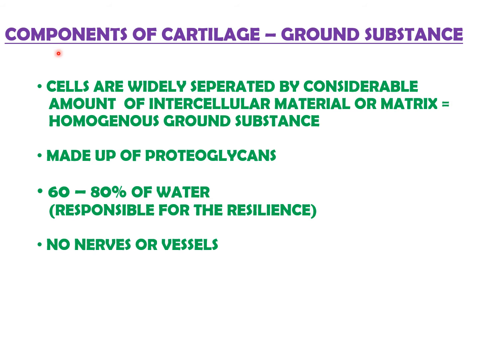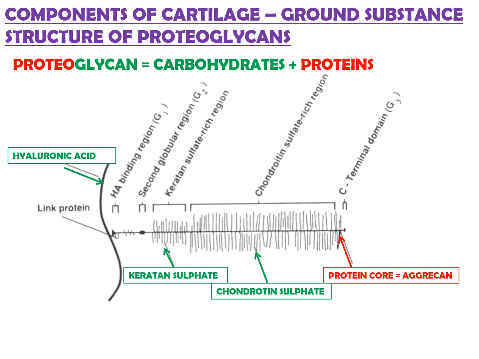Now, component of cartilage, the ground substance. Cells are widely separated by a considerable amount of intercellular material or matrix. Homogeneous ground substance is made up of proteoglycans, 60 to 80% water, responsible for the resilience, with no nerves or vessels. So these are the components of cartilage.